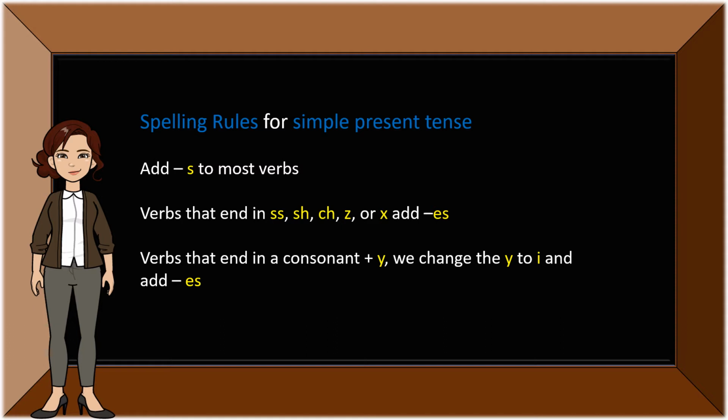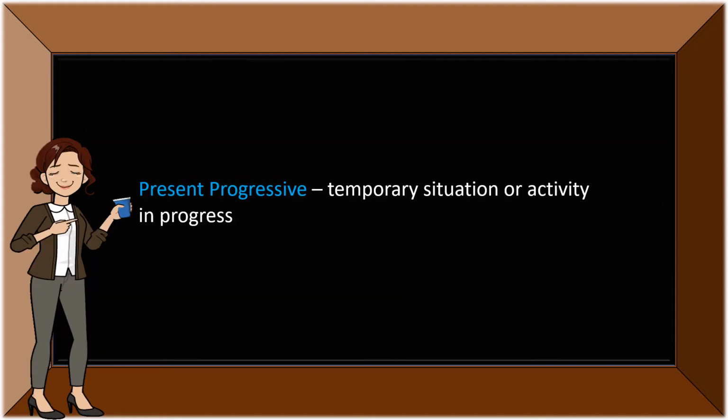Add s to most verbs. Verbs that end in ss, sh, ch, z, or x, add es. Verbs that end in a consonant plus y, change the y to i and add es. Present progressive tense is going to show a temporary situation or activity in progress. So it's happening. You're going to be doing this activity or this situation is happening right now. So let's get into the spelling rules and how we're going to construct present progressive tense.